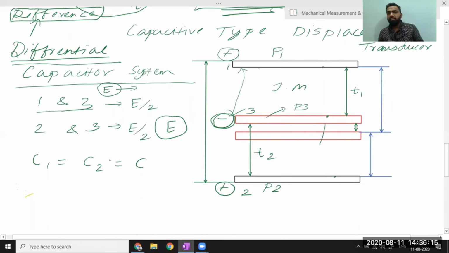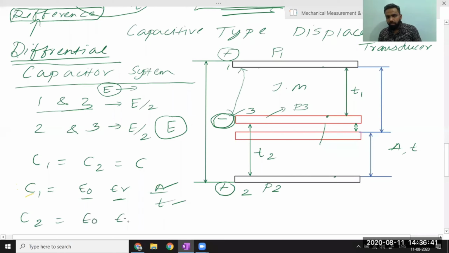Now I know that these distances are equal, and the effective area between the plates is also equal. So A is equal and T is equal. When A and T are equal, we know the formula: C is equal to epsilon naught epsilon R A by T. If this is constant, this is constant, this is constant, and this is constant for both the plates, automatically C1 and C2 will also be constant.